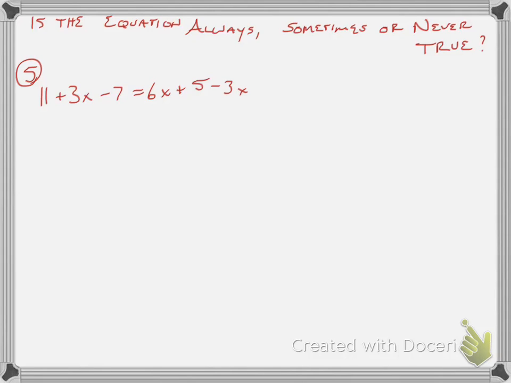Okay, so here the directions are: is the equation always true, sometimes true, or never true? In order to do this, you're going to solve it the same way. So you're going to combine your like terms that are on the same side. So this 11 and -7 are going to combine first, and that's going to be 4 because they're on the same side.